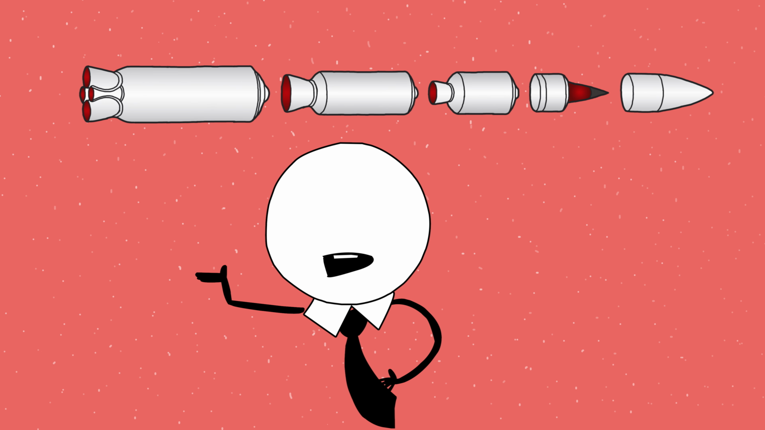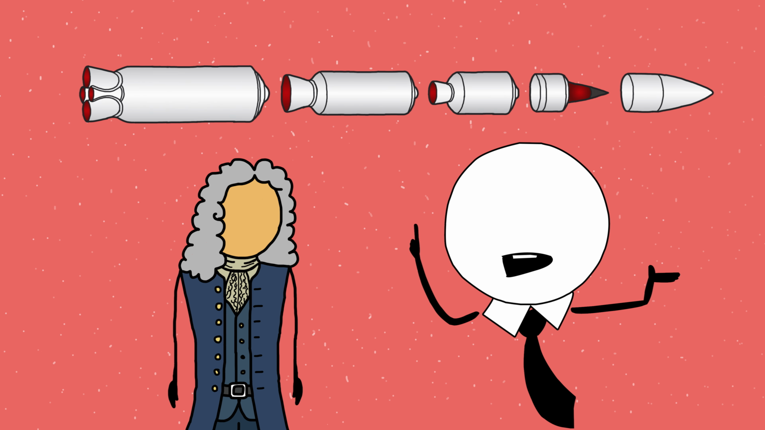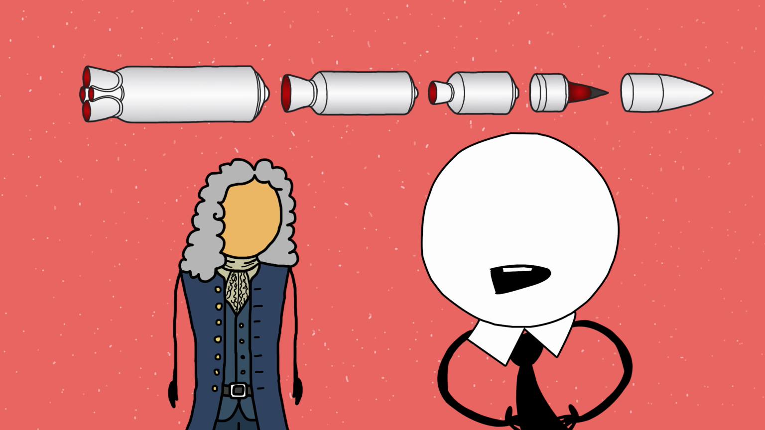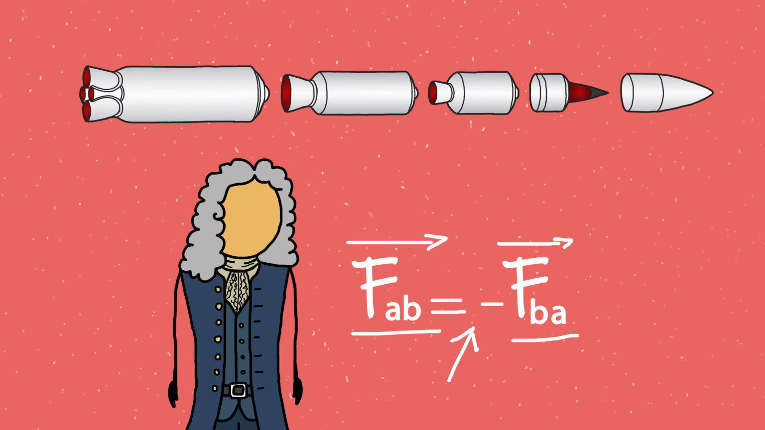As for how this engine works, it operates according to Newton's third law, which states, "For every action there is an equal and opposite reaction." The engine expels gas at a very high speed backward, and according to this law, the missile is pushed forward with the same force but in the opposite direction.